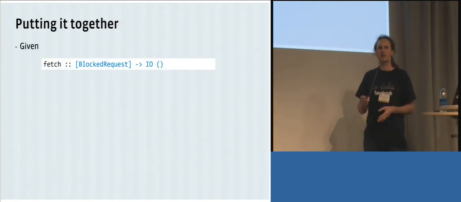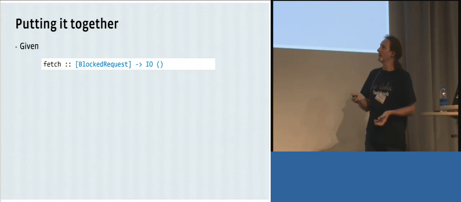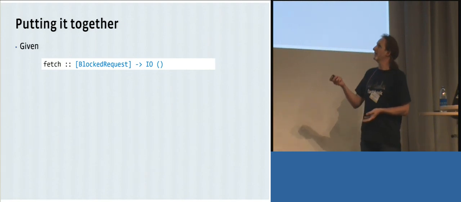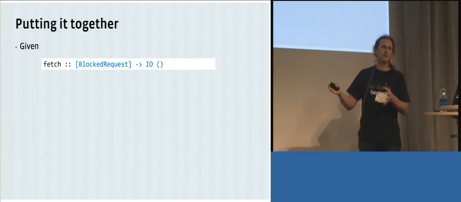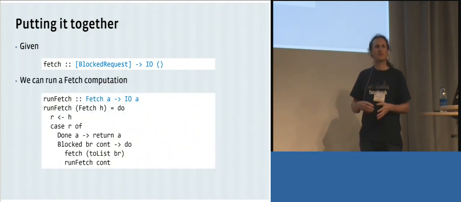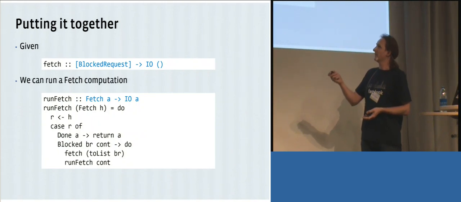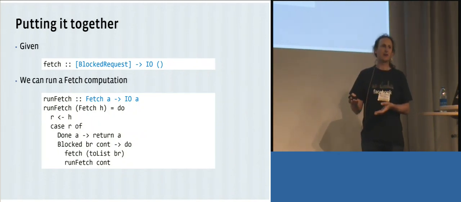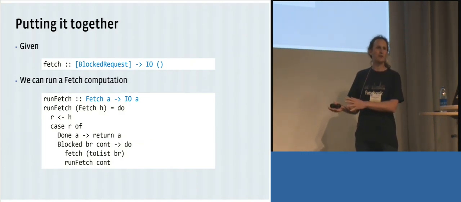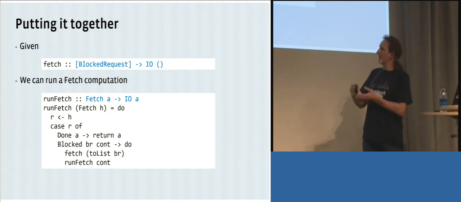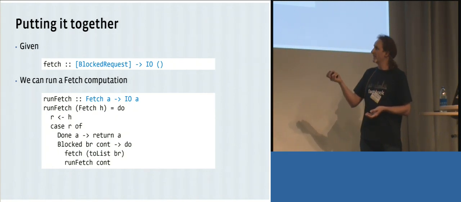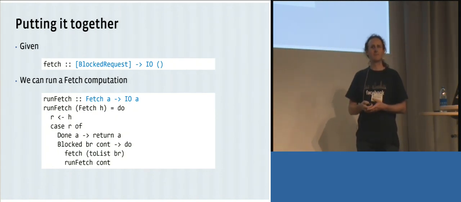Putting this together, let's look at what happens at the outside of the monad. We need a way to fetch all the data. I'm just abstracting over that for now in the function fetch, which takes a list of blocked requests, and its job is to fetch all the data. Given fetch, we can have a simple recursive loop that takes the Fetch computation and runs the computation in the I/O monad. If it's Done, then we're done. If it's Blocked, then we call fetch on all of those blocked requests. And then it recursively calls runFetch to continue the computation, passing the continuation that we got from the Blocked value.